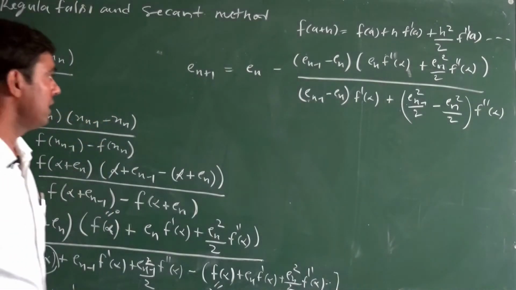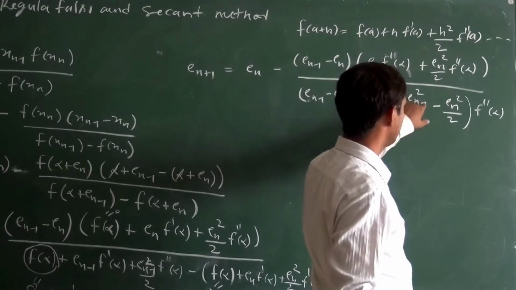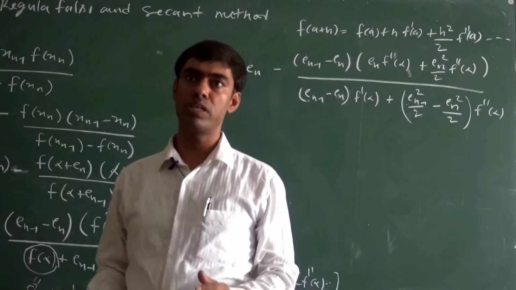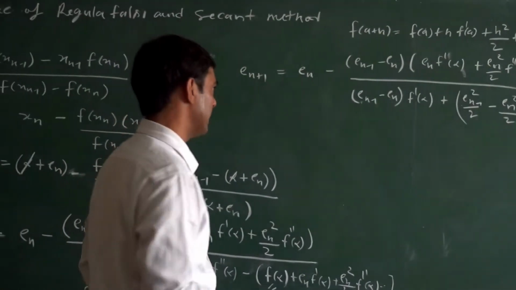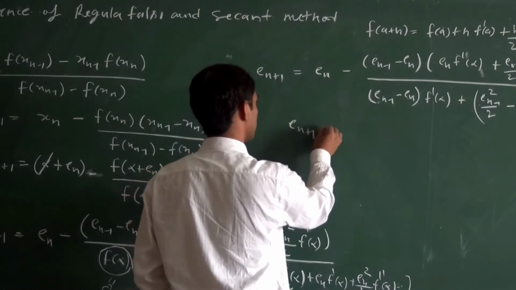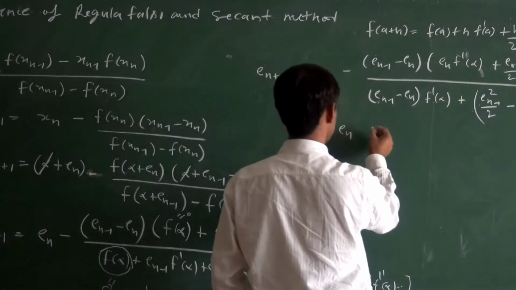Now here this one is 1 by 2 outside, (n minus 1) square minus e_n. So a square minus b square equals what? (a plus b)(a minus b). So the simplified form of this one is e_n plus 1 equals e_n. This term cancels out.